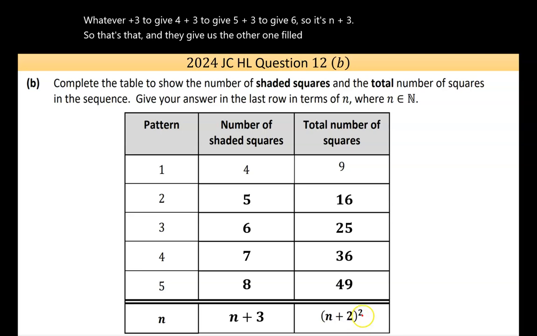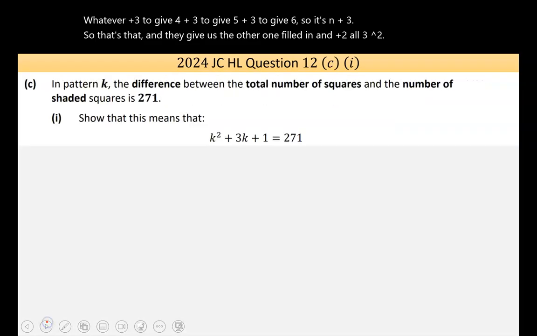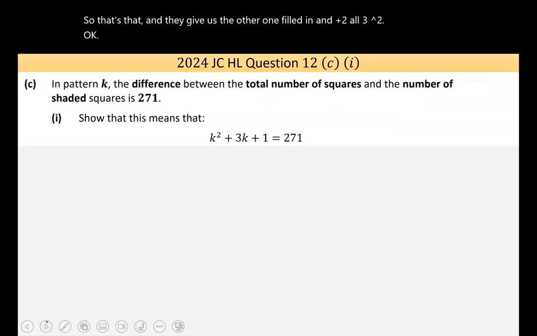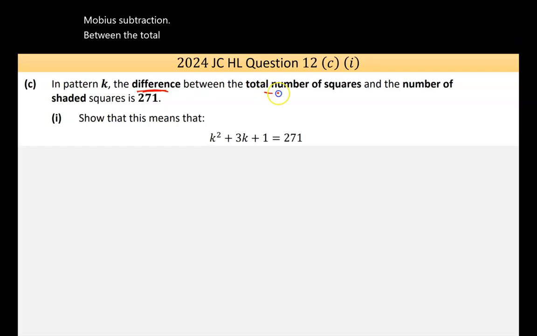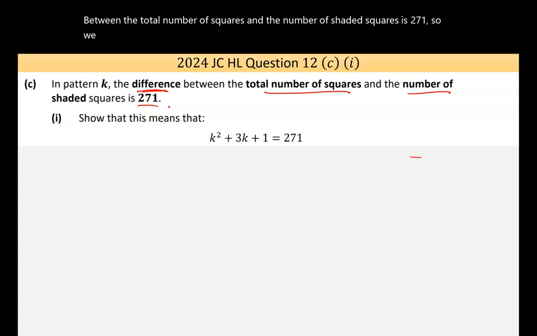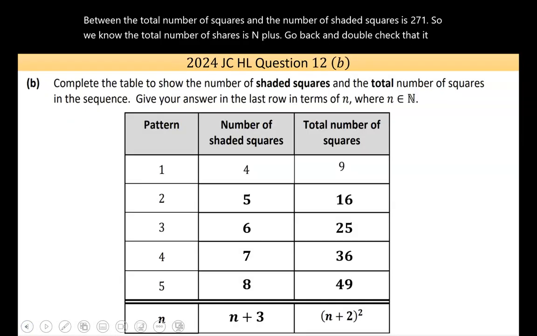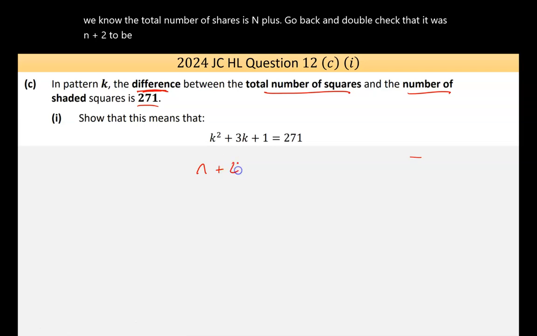Okay, and the other one filled in is n plus 2, all squared. So in part C, part 1, it says in pattern k, the difference between the total number of squares and the number of shaded squares is 271. So we know the total number of squares is, let me go back and double check that, I think it was n plus 2 squared.